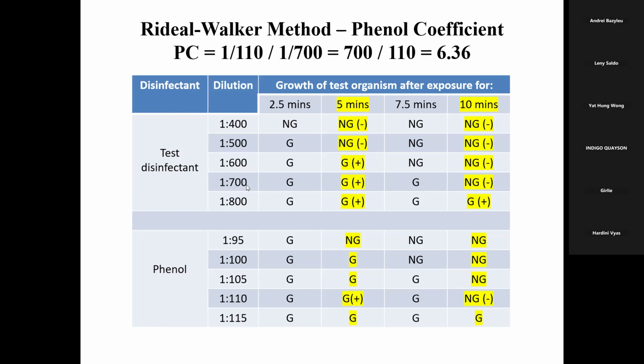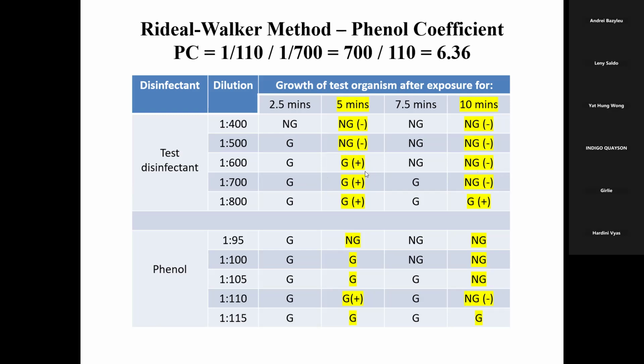It's 1 in 600 and 1 in 700 because, as you can tell from the table, both of these dilutions, 600 and 700, kill bacteria at 10 minutes, so there's no growth. At 1 in 700, there is no growth at 10 minutes, but there is positive growth at 5 minutes exposure. There's also no growth at 10 minutes for the 1 in 600 dilution, and there is growth at 5 minutes.